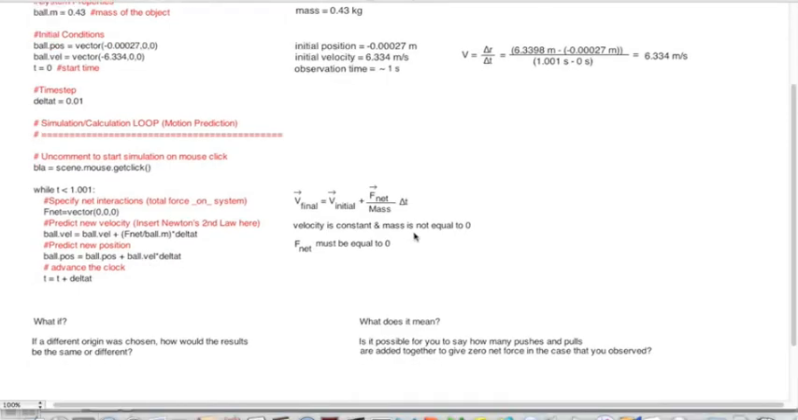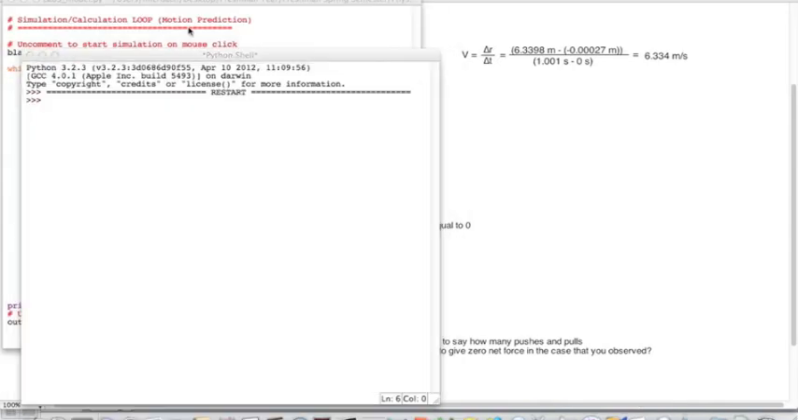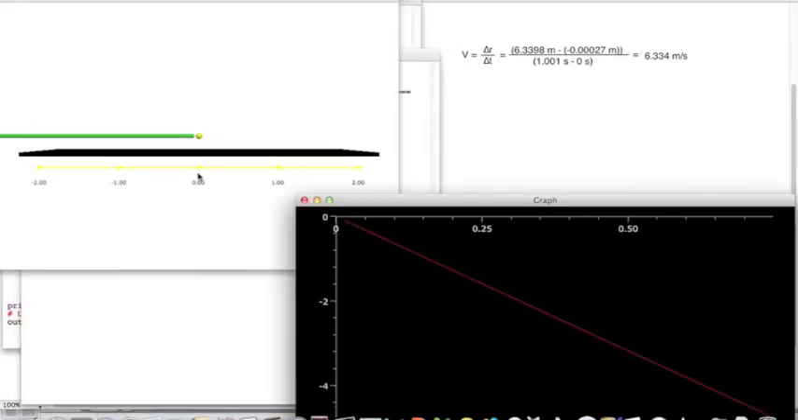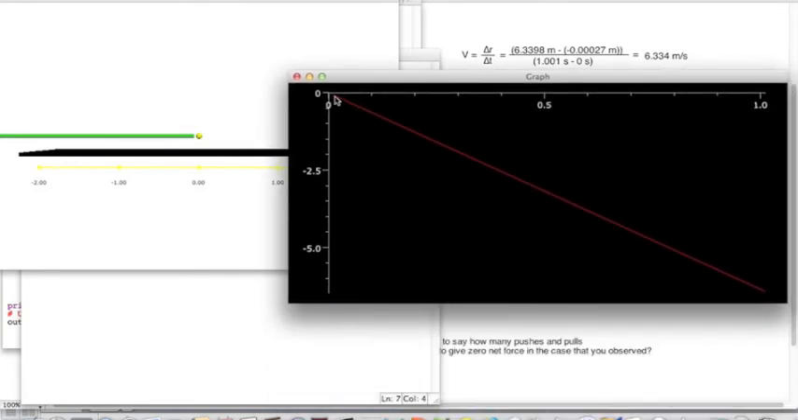Now let me show you the model. You can see the ball starts at the origin, as it moves away to the left. And here's the graph. As you can see, it has a constant slope, which means it's constant velocity.